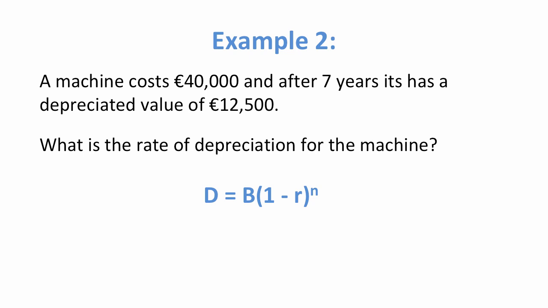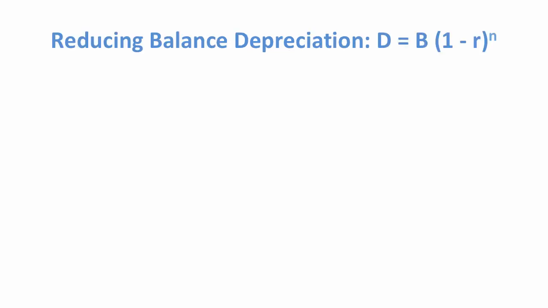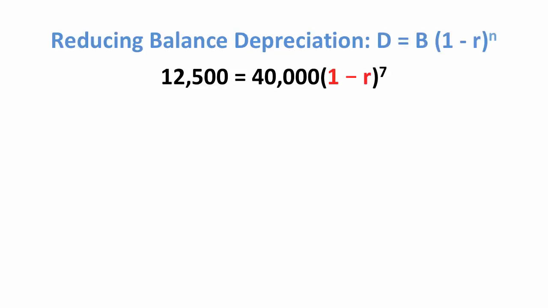So again, your formula, if you're unsure, just plug all those values in where they best fit. Your D, or depreciated value, is 12,500. Your B, or your book value, is 40,000. We don't know what R is, but we know that N is 7. So again, following everything that's in the formula here, plug it all in. And what we want to do is find out the value of R.